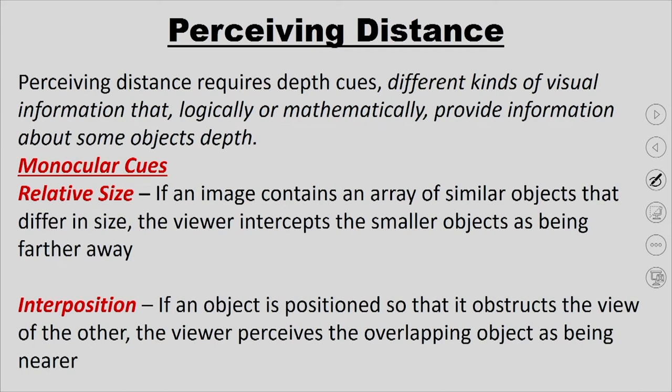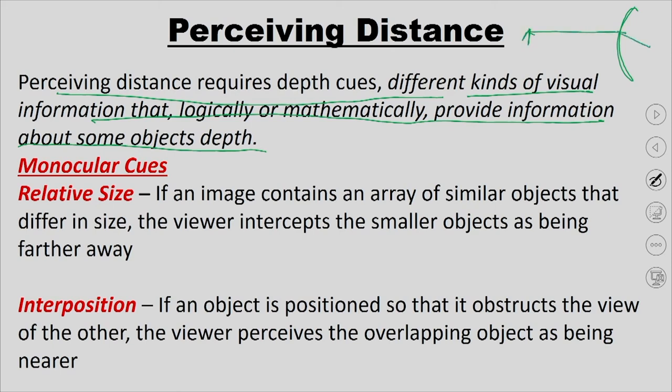But then an amazing thing with the eye is that it can see not only two-dimensional but also three-dimensional. So, how does the eye see the third dimension? How does the eye perceive the third dimension or 3D pictures? Perceiving distance requires depth cues, different kinds of visual information that logically or mathematically provide information about objects and depth. When you see the structure of the eye, I said that an object in the field will be projected onto the retina in a reverse manner.